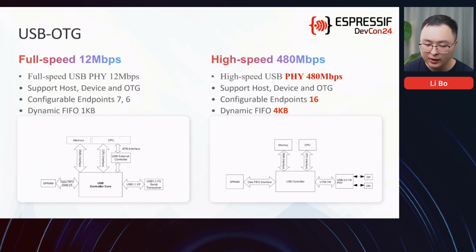For the chips with USB-OTG full speed support, they usually have an embedded USB PHY, or you can call it a USB transceiver. The clock speed is 12 megabits, but the actual data rate depends on the device classes and on the transfer modes I mentioned. Different types of devices may use different transfer modes.